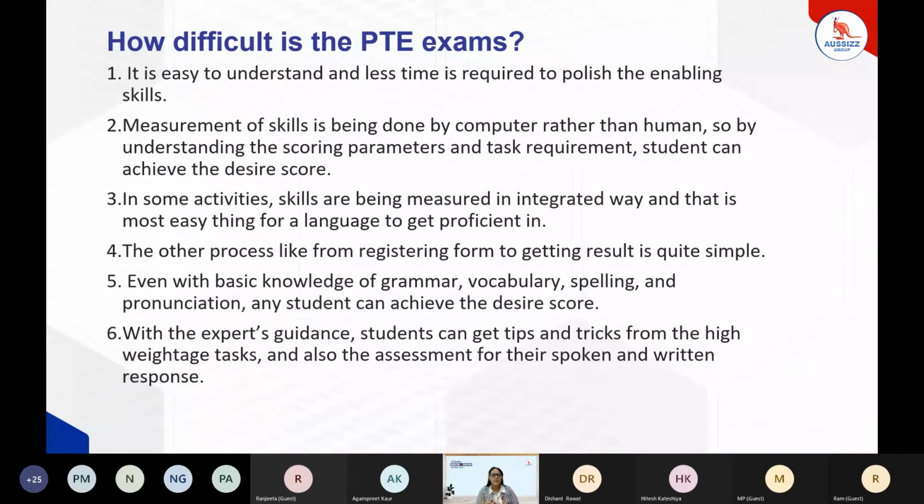All right. How difficult is the PTE exam? That is really a main question. Is it easy to just get 85 out of 90? We will always be expecting a good number of points from that particular exam. So how difficult is it?